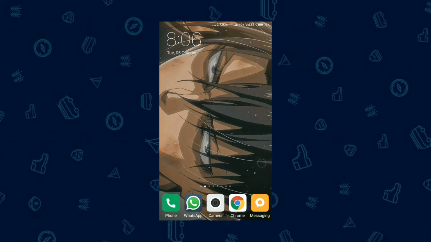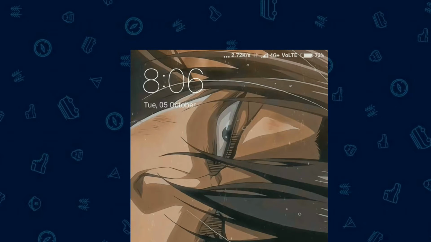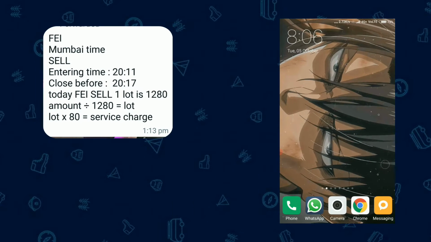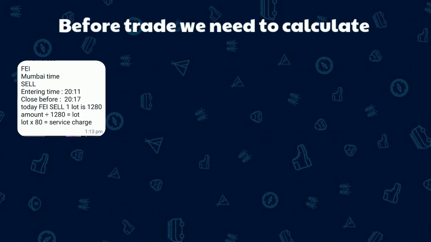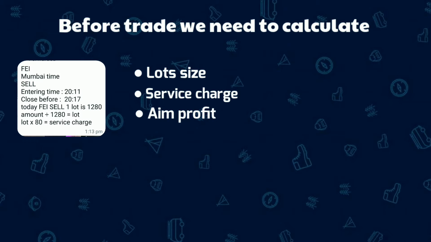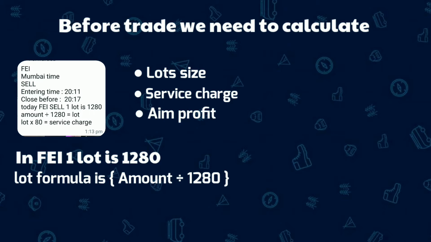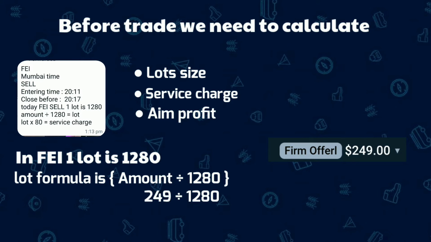As you can see in my mobile screen, it is dated 5th October 2021, and today we have received the sell signal from FEI. Before the trade, we need to calculate the lot size, the service charge, and the aim profit. In FEI, one lot is 1,280, and the formula to calculate lot size is amount divided by 1280. I wanted to trade with $249, so I simply divided 249 by 1,280 and got my lot size.